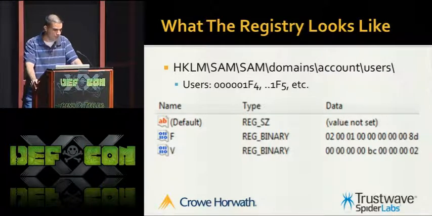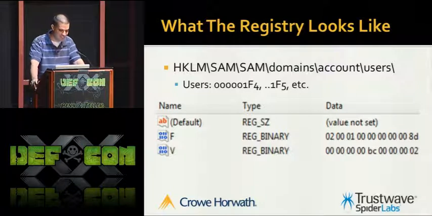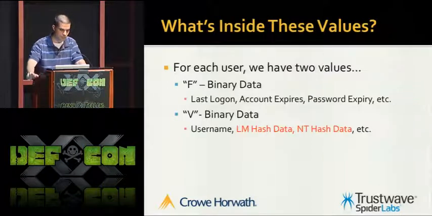Yeah, we're really scientific. So the users' accounts are like 000001F4, 000001F5, etc. But it turned out they each had a key, an F key and a V key. And we're like, all right, well, what does that mean? I don't even know. Turns out the F key handles a lot of the policy information.